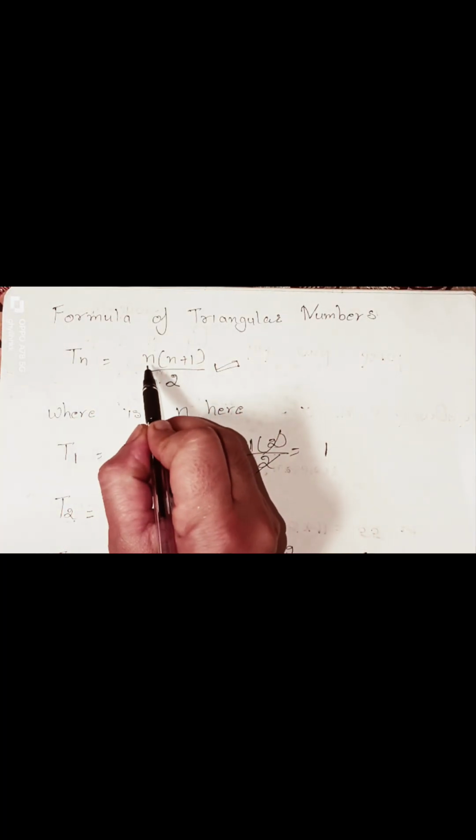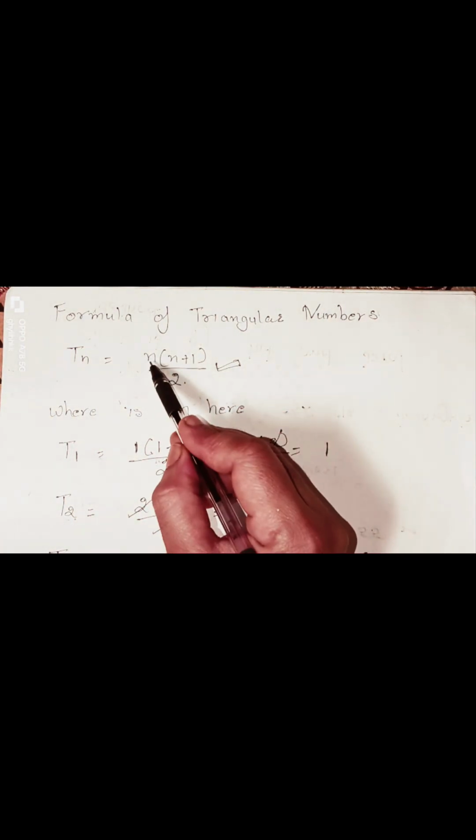So we can see that the triangular numbers can be formed from a general formula like this: n into (n plus 1) by 2. This is the general formula of the triangular numbers. We can find every triangular number by putting n equals 1, 2, 3, 4 and so on.